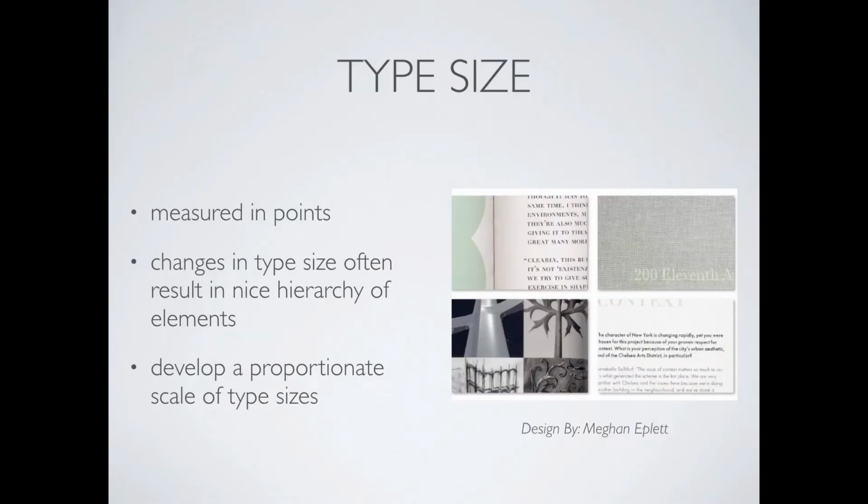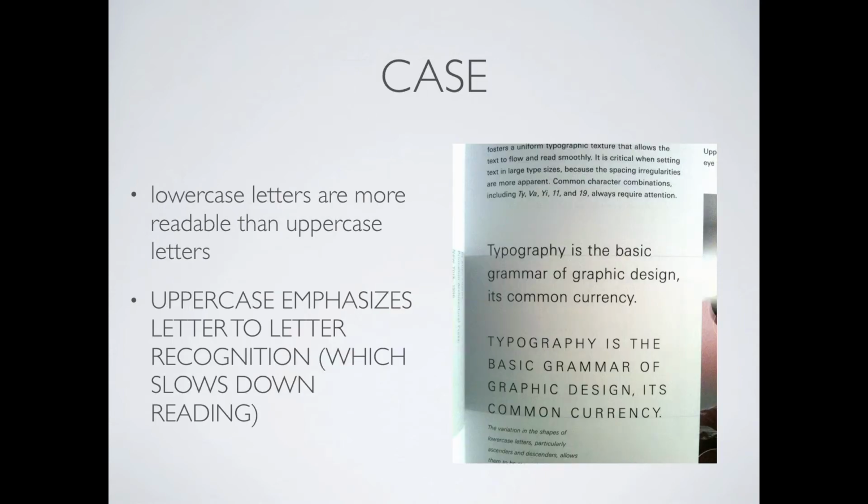Type size. You guys have all done this one before. Measured in points. Changes in type size often result in a nice hierarchy of elements. If you establish hierarchy, 14 point, 12 point, 10 point, 14 point, 10 point, 8 point. If there's some hierarchy there, that can help. Develop a proportionate scale of sizes that you use over and over again. Don't just arbitrarily pick a specific size. Think about what that size should be, how readable, how legible that size is, and then go from there.